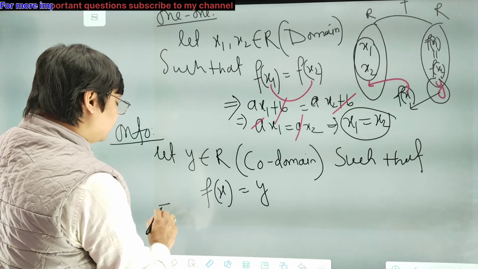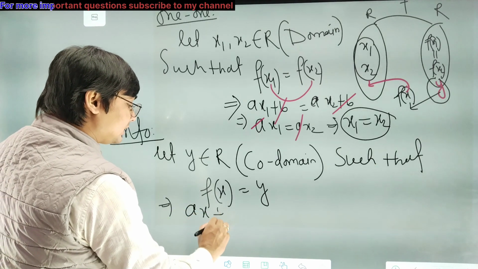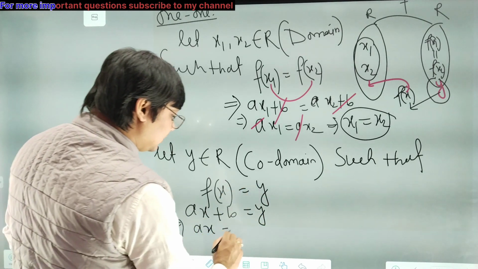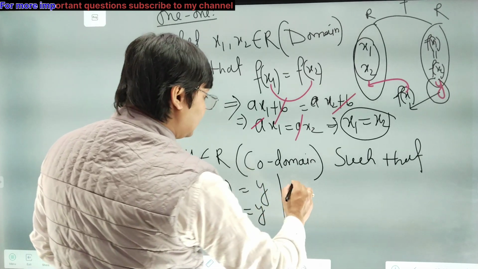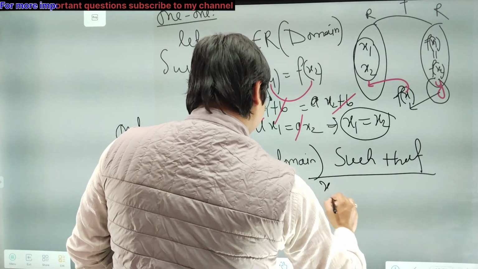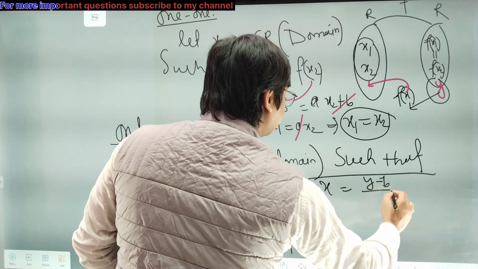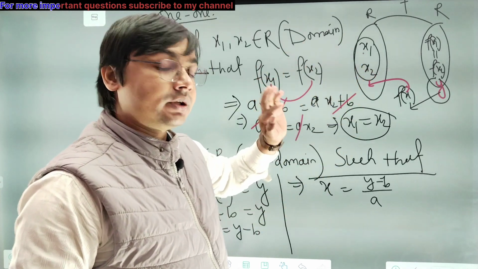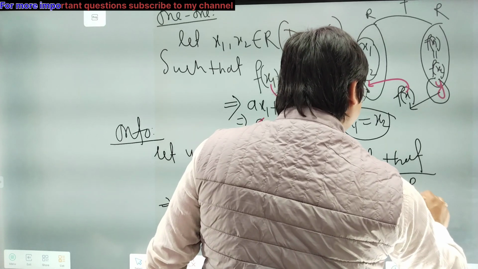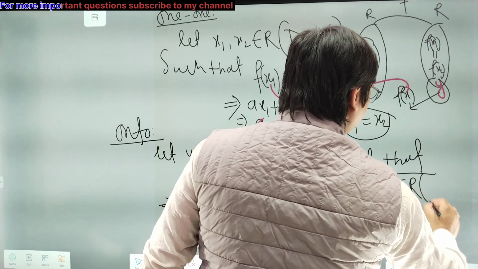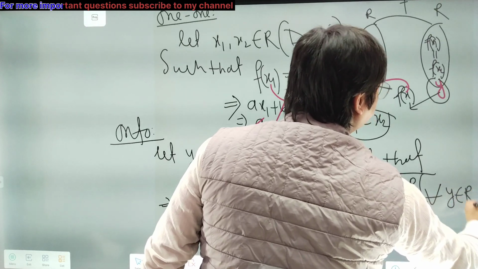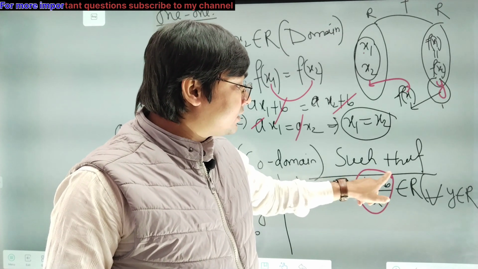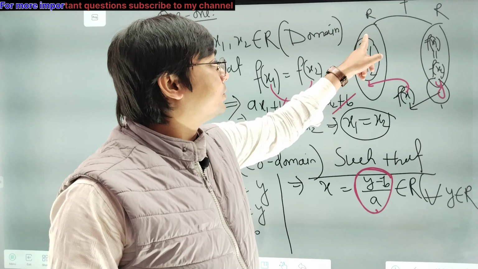So now you put the value of f of x. This will be ax plus b equal to y. So from here, what will be x? You see, this will be y minus b, and from this x will be y minus b by a. Now you check whether this belongs to the domain set or not. You see this clearly belongs to R. That means this belongs to R for all y belonging to the real number set, the codomain. For any real value of y, this will also be real. That means this will also be in the domain set.